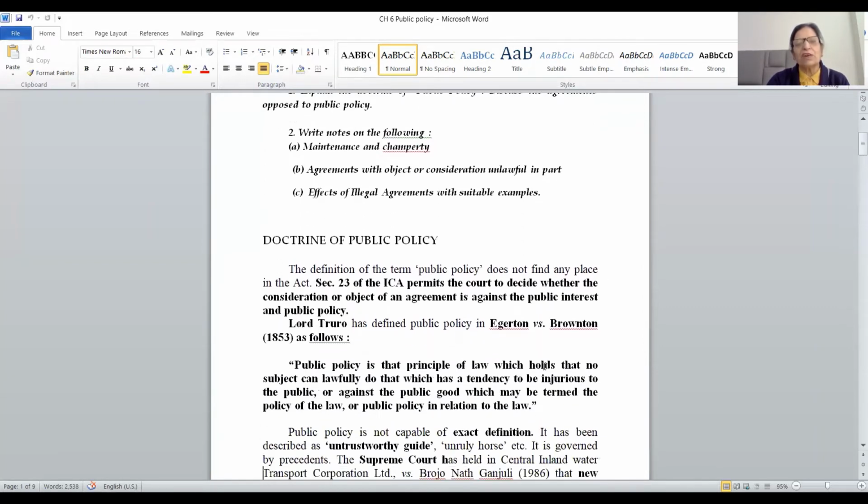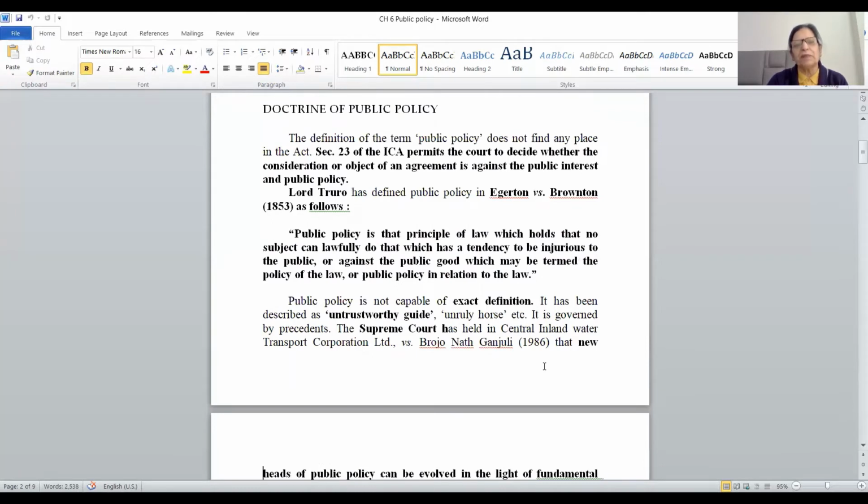First one is the doctrine of public policy. So friends, when this question is asked, you must define what you understand by the term doctrine of public policy. The definition of the term public policy as such has not been provided under section 23 of the ICA 1872. Lord Truro has defined public policy in one of the case laws.